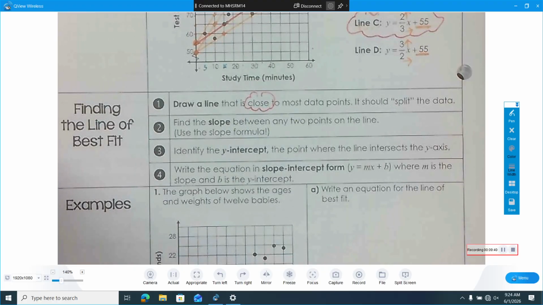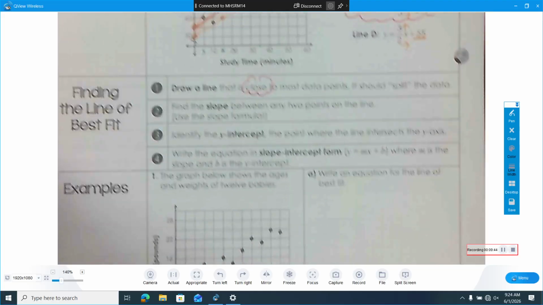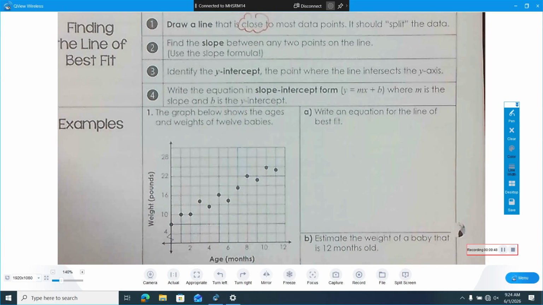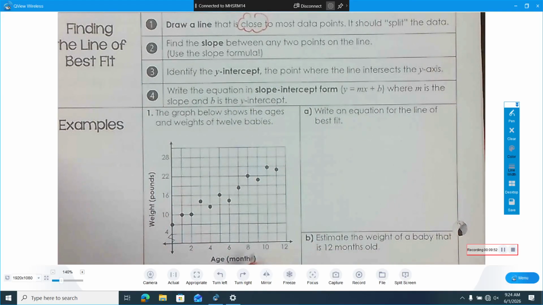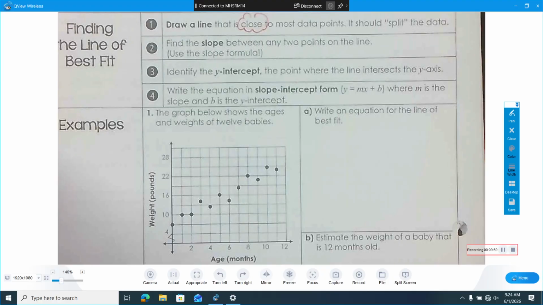And we're going to identify the y-intercept, and we're going to be able to write the equation of the line. So here we have our first problem we're going to do today. The graph below shows the ages and weights of 12 babies. So this is their age in months and on the y-axis we have their weight in pounds.